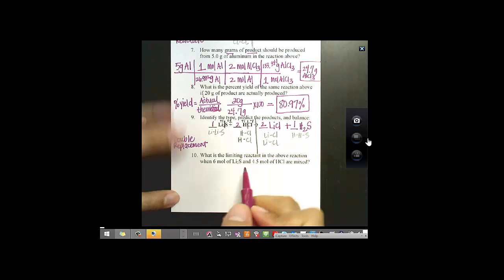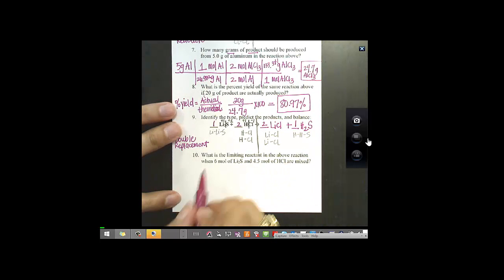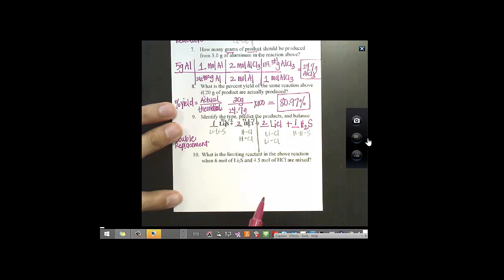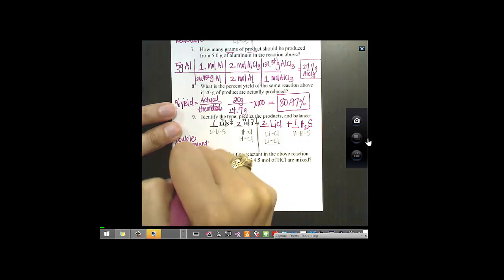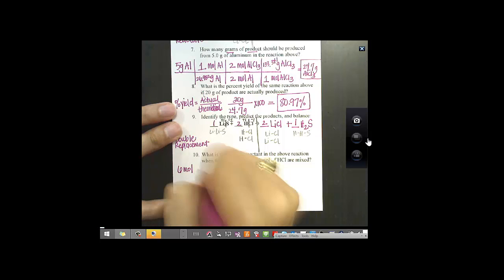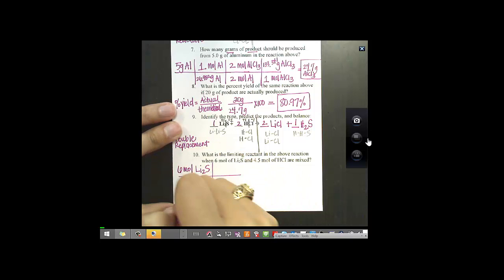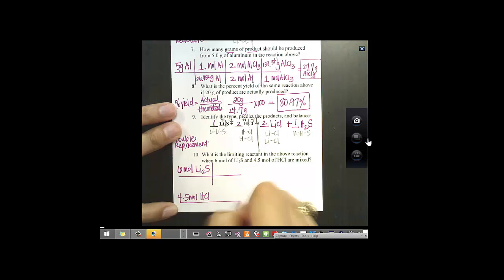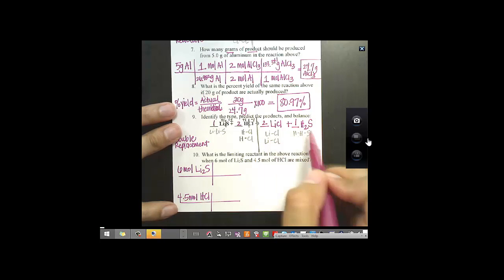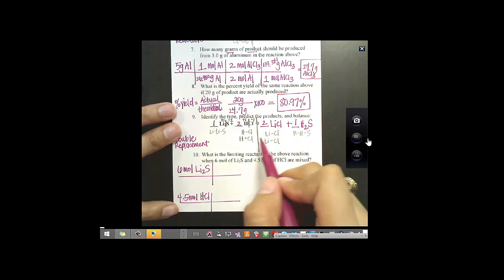Okay, last question. What is the limiting reactant in the above reaction when 6 moles of Li2S and 4.5 moles of HCl are mixed? So my limiting reactant is which reactant runs out first. So I'm going to need to set up 2 stoichiometry problems. One for the first reactant and the other for the second reactant. I'm going to need to convert them both into my product. But here I have 2 products, so I'll need to pick one, either one as long as it's the same one.